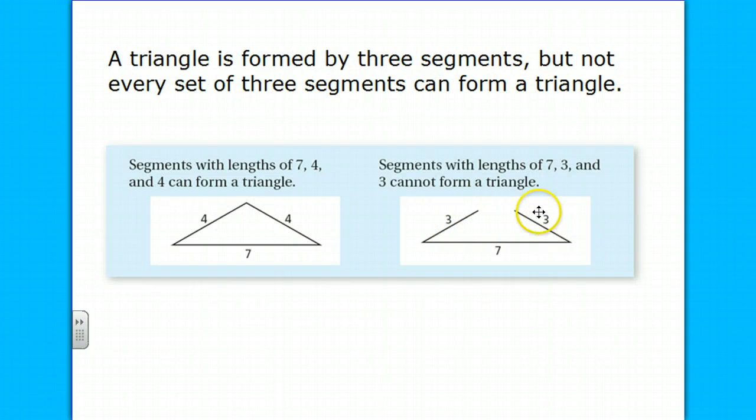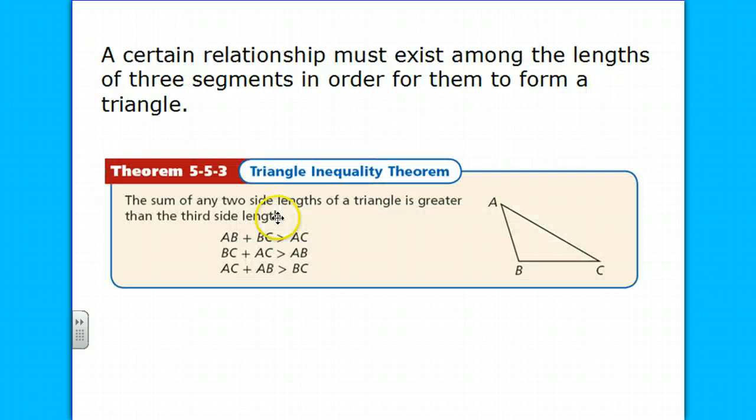The sum of 3 plus 3 is not greater than 7, so they can never reach. Imagine even if you lay them down flat, they will not cross this length of 7. They would only cross a length of 6, right? While 4 plus 4 is 8, so there is the ability for these segments to reach out and touch, right?